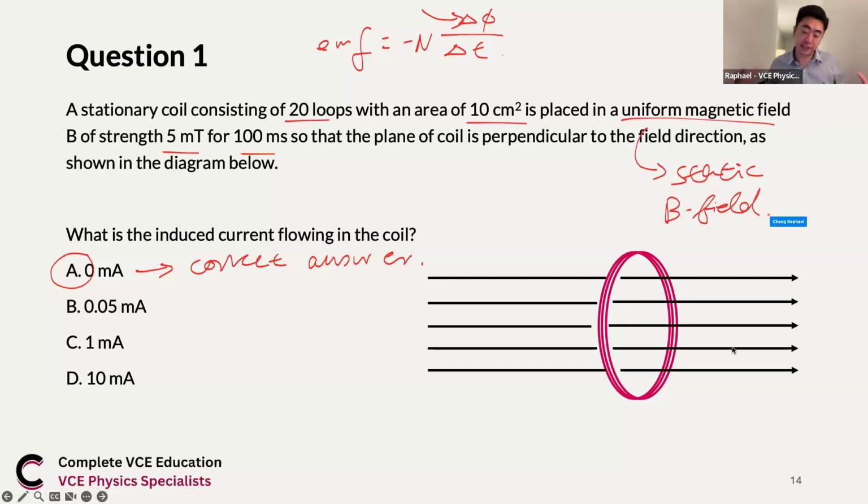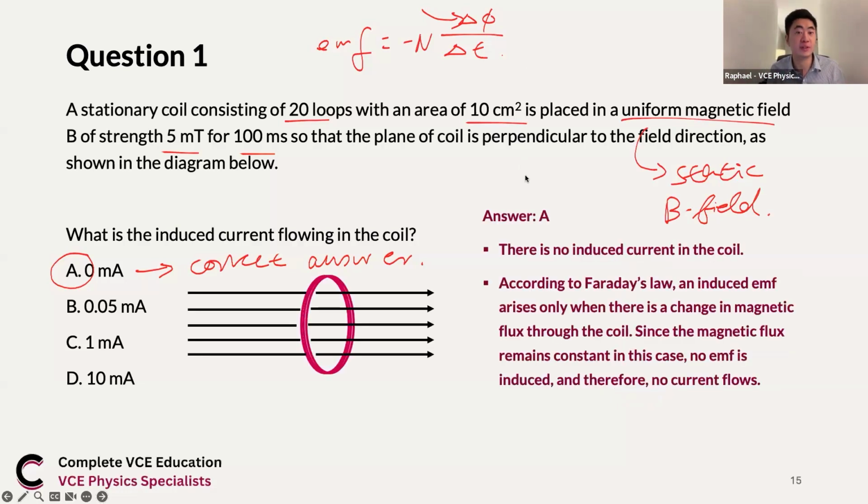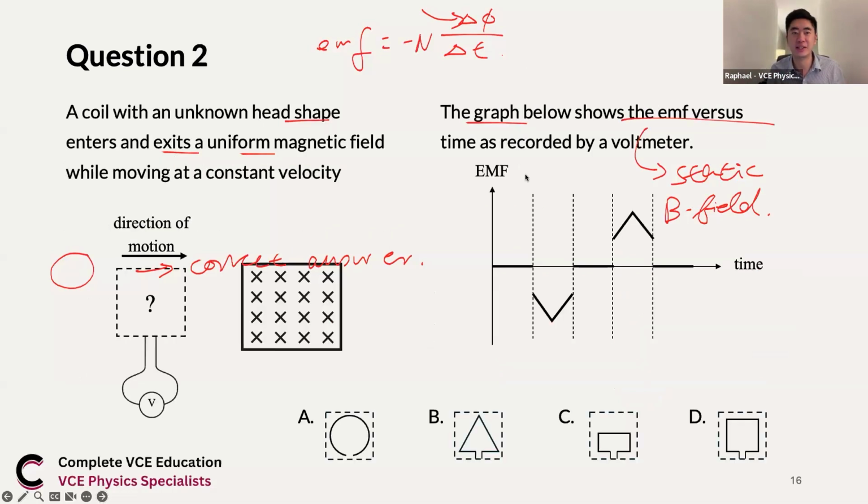And because it's static, initially the amount of flux passing through the coil is the same as a few minutes afterwards. Because of this, we have no change in flux, and so A is the correct answer. So, yeah, that's the first question. Let me know if you've got any questions. You can message it in the chat. Otherwise, we'll move on to the next question.